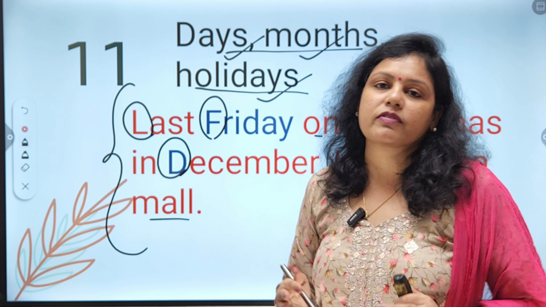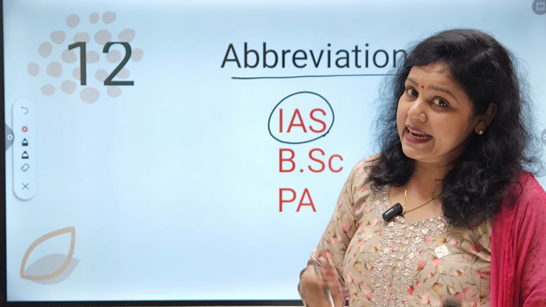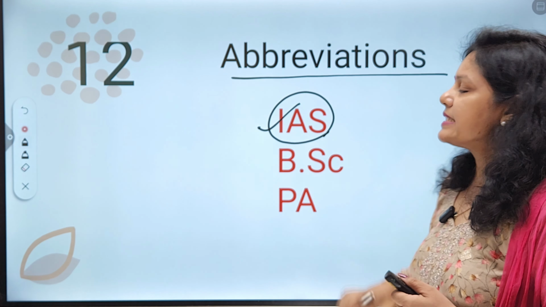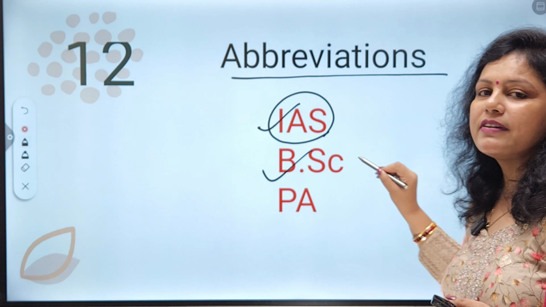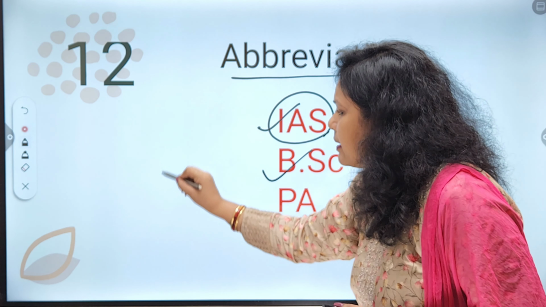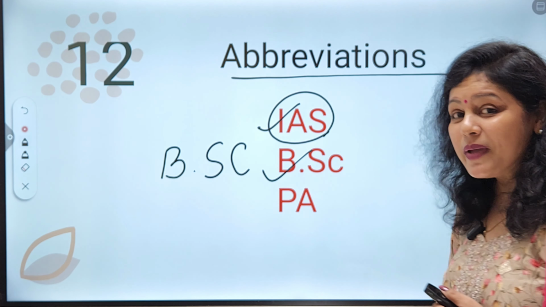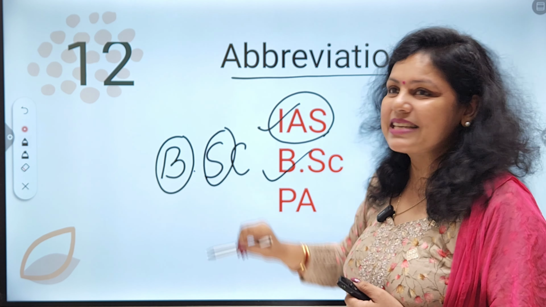Abbreviations. Abbreviations means, in layman's language, short forms. So IAS stands for Indian Administrative Service, so we write it as IAS. Similarly, B.Sc., Bachelor of Science. Some people write BSc as B.SC. That means B becomes Bachelor, S becomes Science.